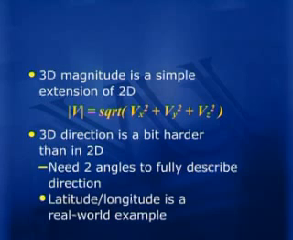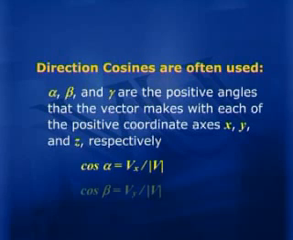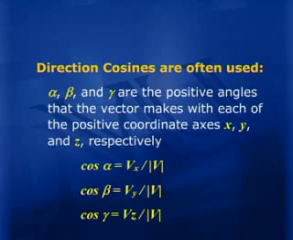whereas when we talk about the direction, it needs not one but two angles, because we are talking about 3D space. A typical example in real life is longitude and latitude. But another way of specifying direction in the case of three-dimensional vectors is using direction cosines. For direction cosines, we define three positive angles, alpha, beta, and gamma, and they are defined as cos of alpha equal to Vx over magnitude of the vector V. Cos of beta is defined to be equal to Vy over magnitude of V, and cos of gamma as Vz over magnitude of V.